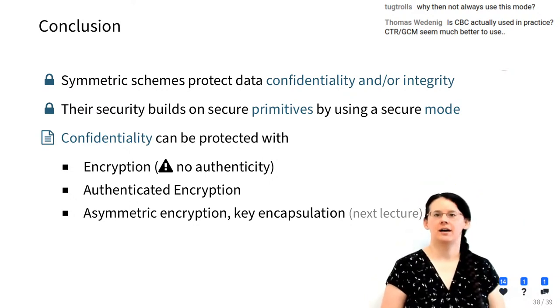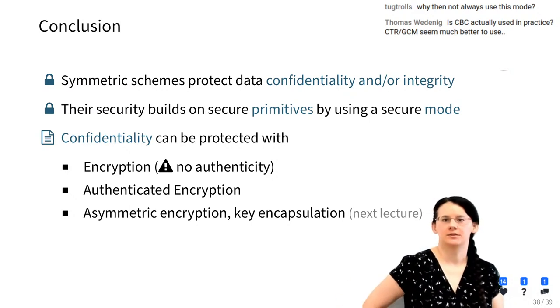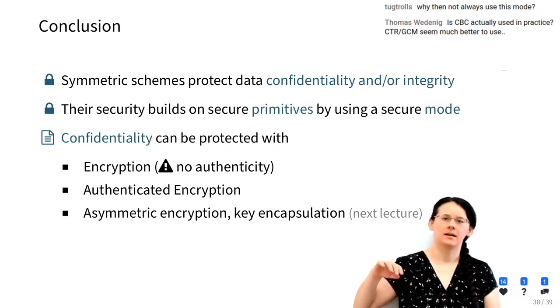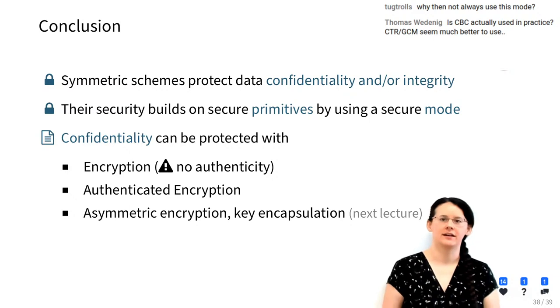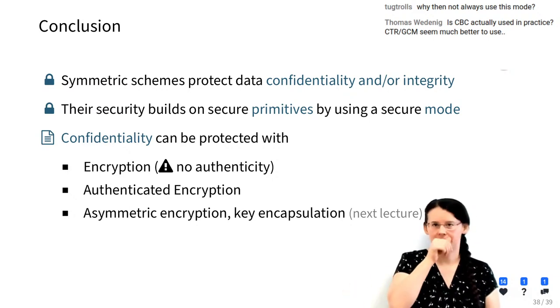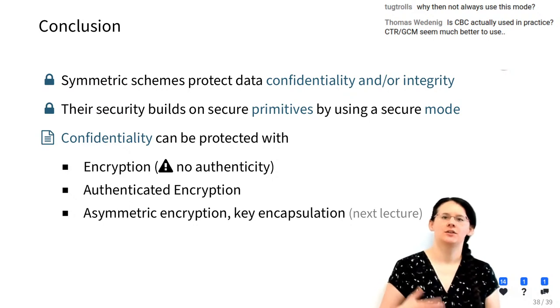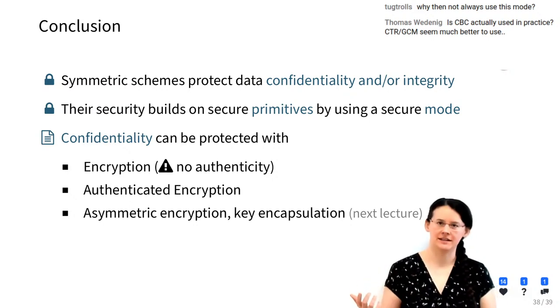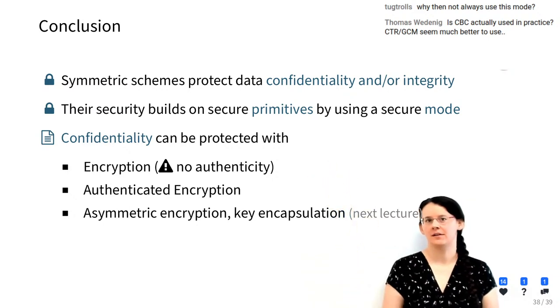Next week, we're going to see how to do this in an asymmetric context. So how everybody can encrypt something that only one person can read. This is more specifically also called key encapsulation, because it's usually just used to encrypt a key that is then later used with one of these two schemes to exchange the actual messages.